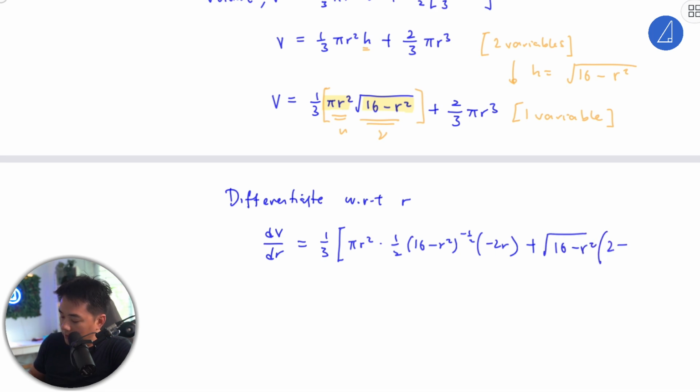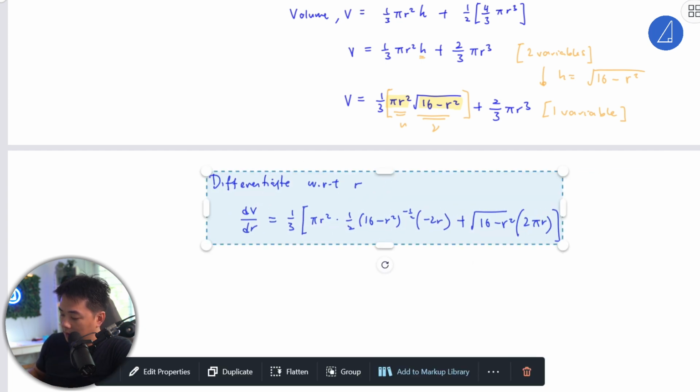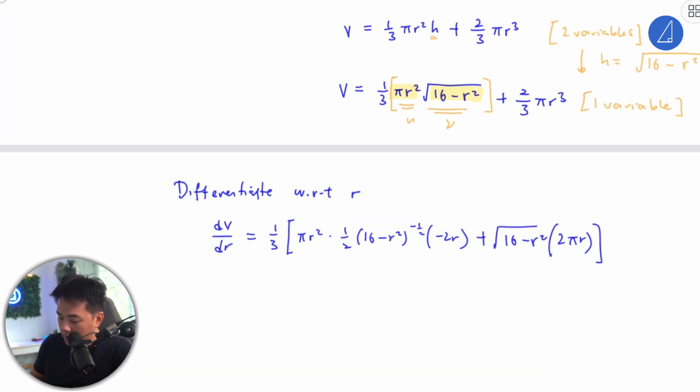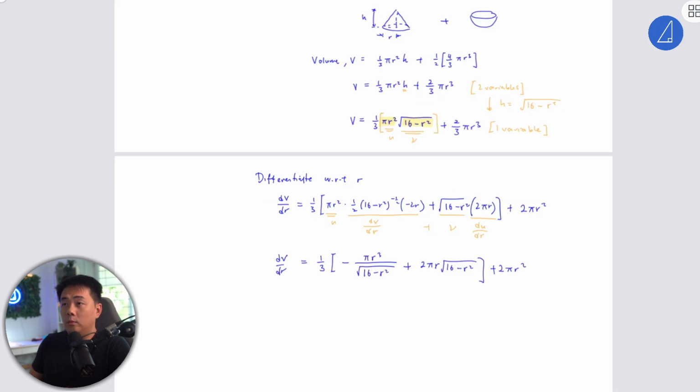Then this will be 2 pi r. Okay, now just differentiate this, then differentiate the one behind. The term behind shouldn't be an issue, right? So I just label this out for you. This is my u dv/dr plus v du/dr, sorry, dr, not dx. From here, what I get is 2 pi r squared. Great, there you go. So done.